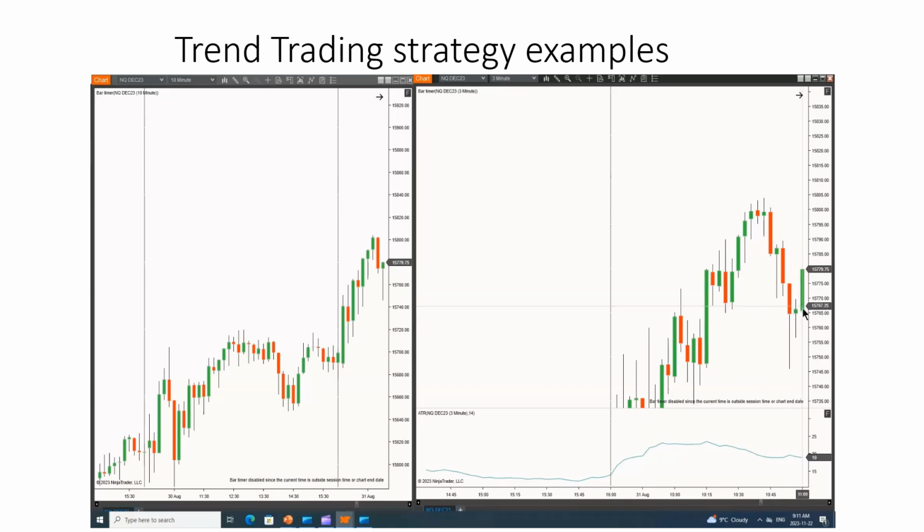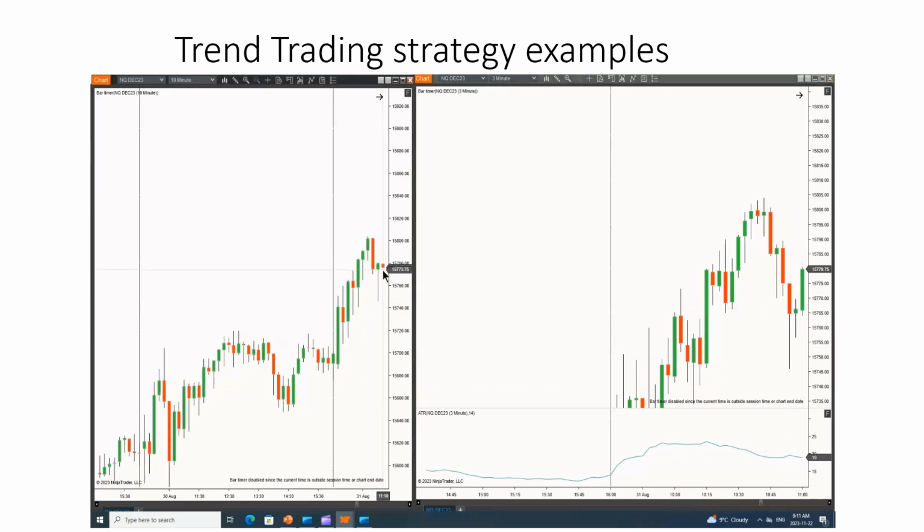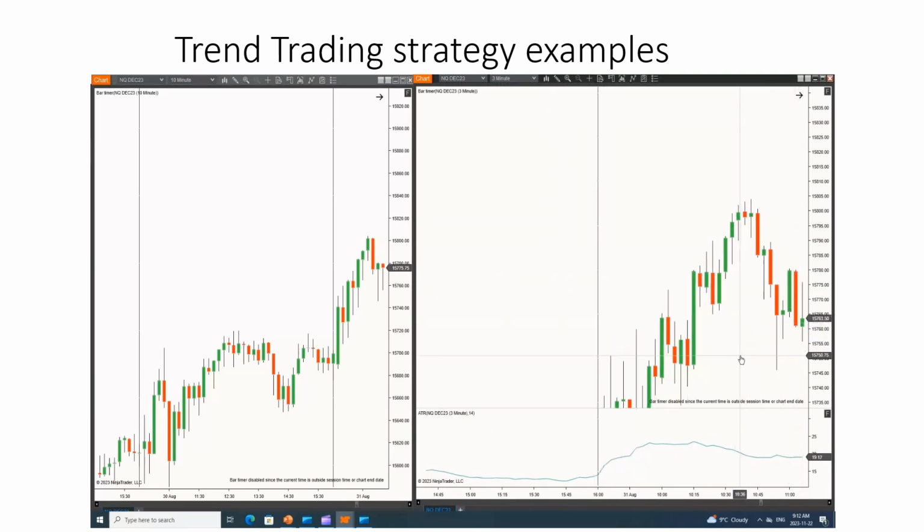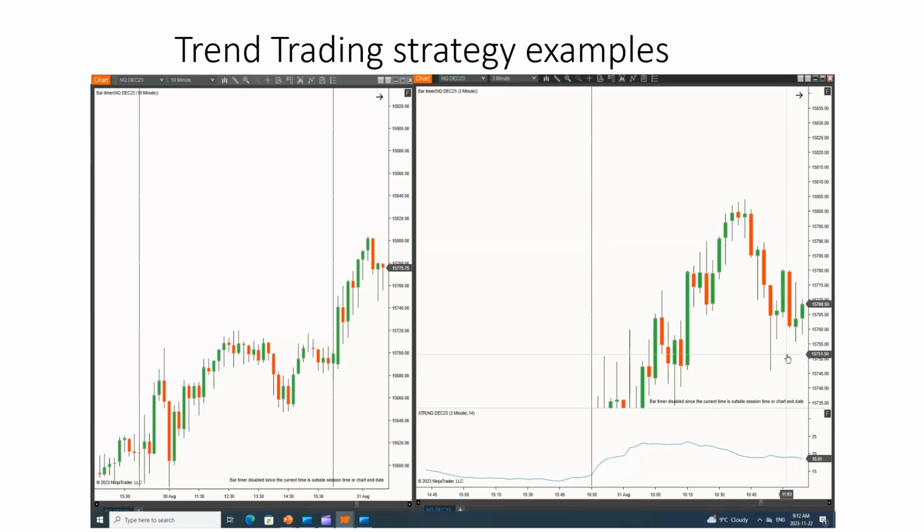This is 11 o'clock here. Okay, this is a full body bar. Market was still up. We would have bought here, and the stop loss just below. It would have stopped us out once, and we're still in the trade. Would have stopped us one more time, but we would have still bought again.